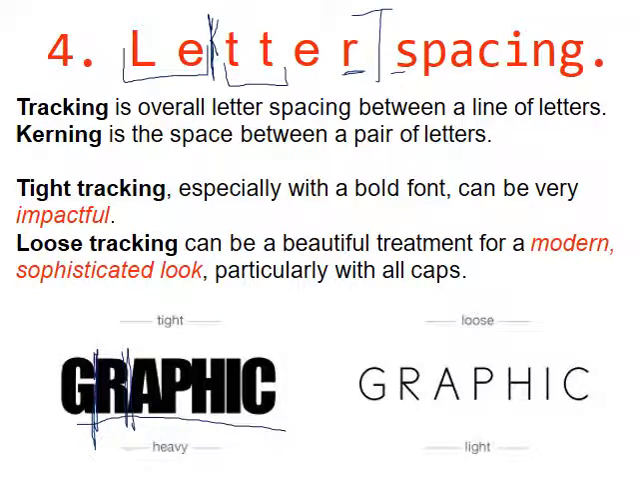Okay, medyo matataba yung letter. So, that is, well, like, it looks heavy, as stated here. And then we have loose tracking. Can be a beautiful treatment for modern, sophisticated look, particularly with all caps. So, for example, this graphic. Look at the tracking. Di ba loose? May space dito. Okay? So, ang tawag natin sa space between letters ay tracking. And pag sabi natin pair of 2 letters or pair of letters, we call it kerning.